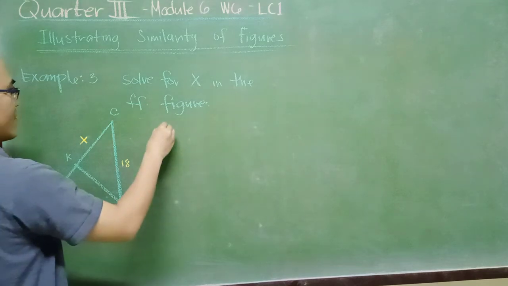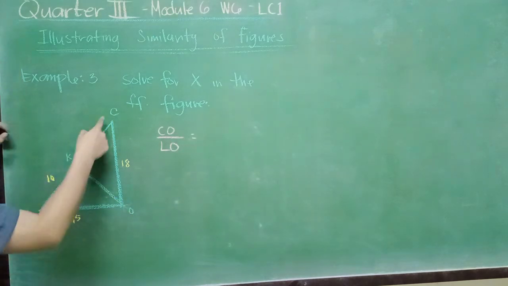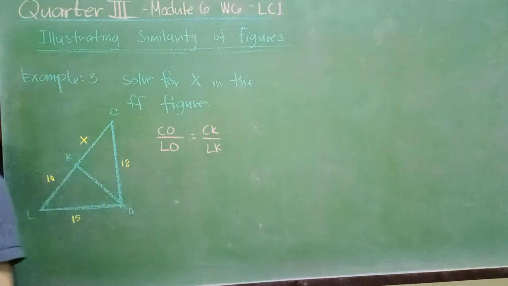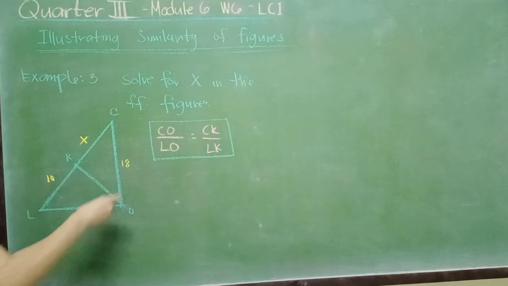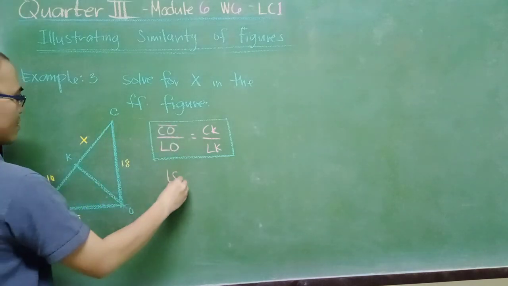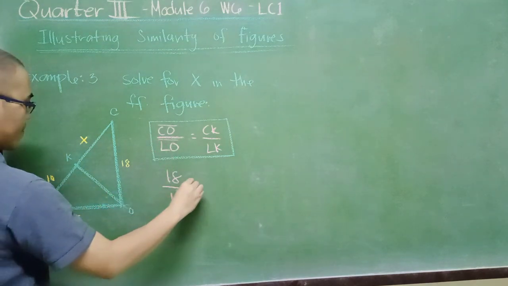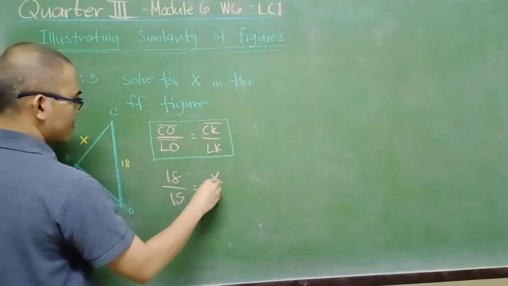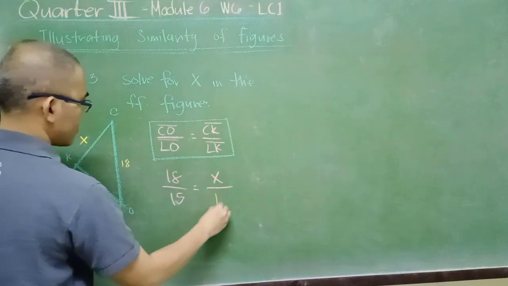So sulat natin CO is to LO and then CK is to LK. Now, lagay natin yung mga values. So, yung line CO is 18 over line LO, which is 15. And then, line CK, which is x, corresponds to line LK, which is 10.